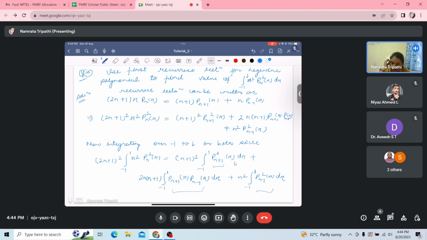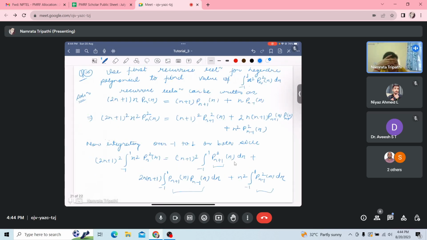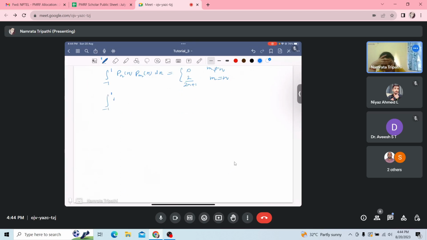Again, can we use the orthogonality relation? The orthogonality relation is: the integral from minus 1 to 1 of Pn x Pm x dx is 0 when m not equal to n and 2 upon 2n plus 1 when m equals n. So if we put both n and m as n plus 1, because we have to calculate this term, you have to put n plus 1 here. Is it okay?